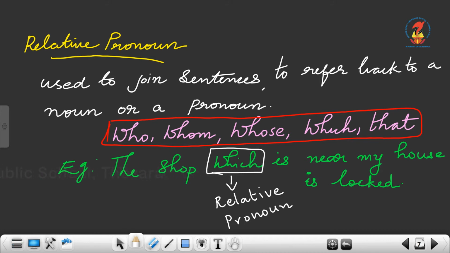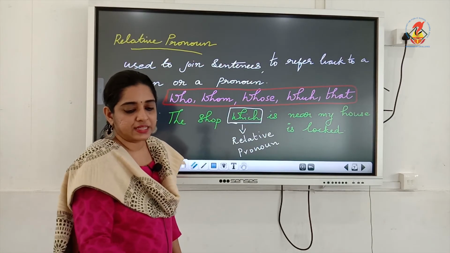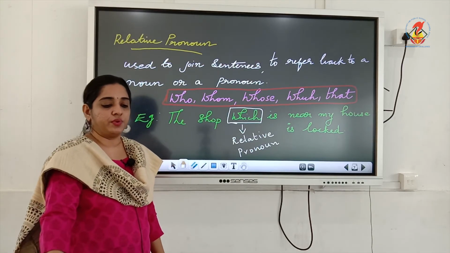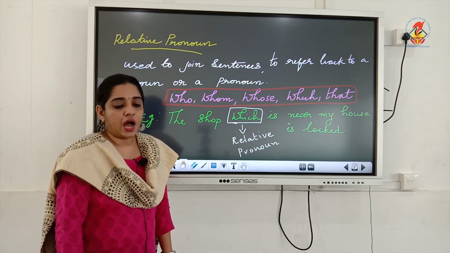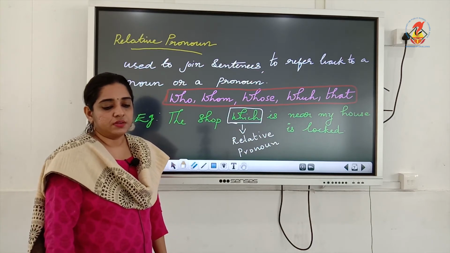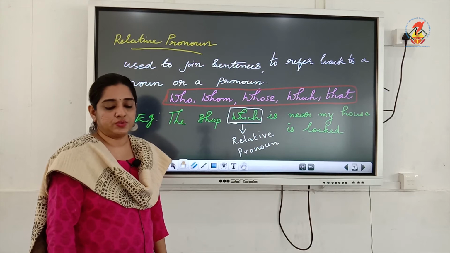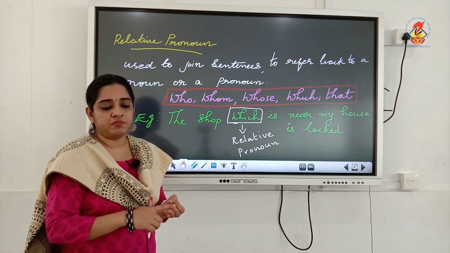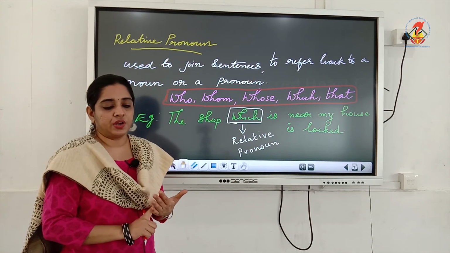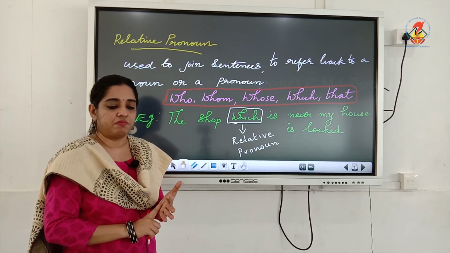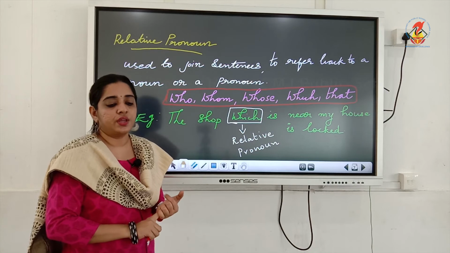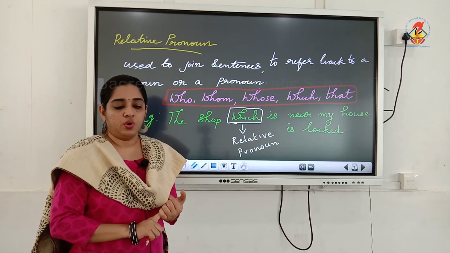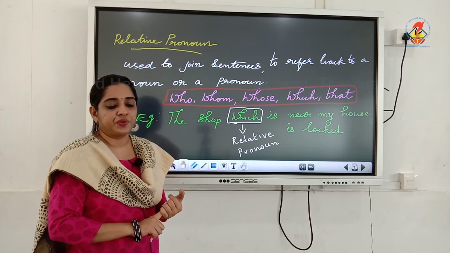Now children, you can take the textbook, exercise J, fill in the blanks with suitable relative pronouns. I know someone dash eats only fruits. Which relative pronoun do you use? We have who, whom, whose, which and that. You are referring to a person, is it? I know someone, it's a person. So you can use the relative pronoun who eats only fruits.